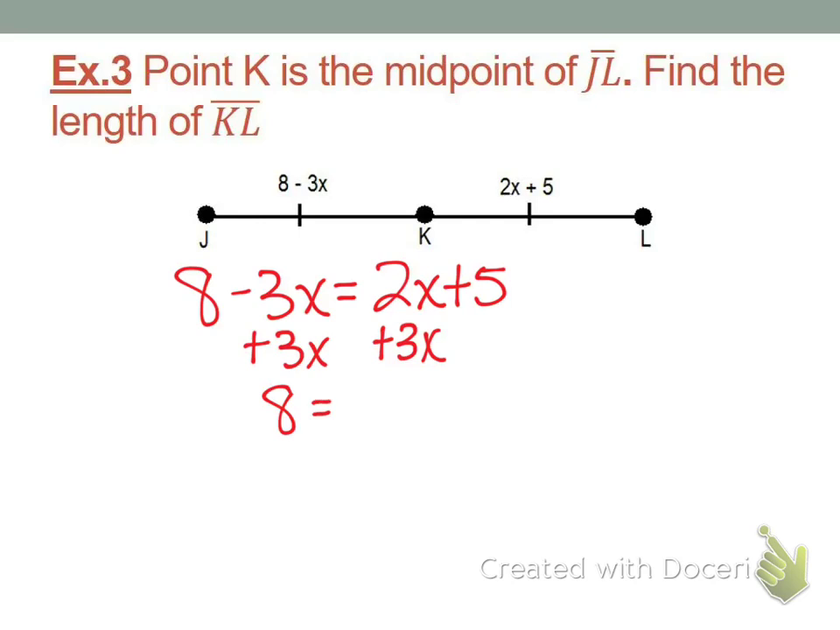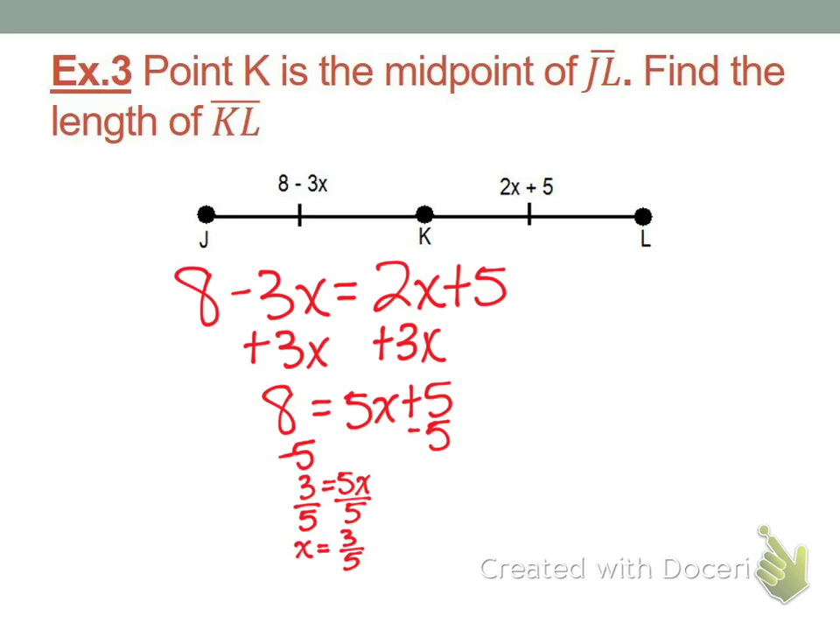That leaves us with 8 equals 5x plus 5. Next step. Subtract 5 from both sides. Okay, when we do that, what do we get? 3 equals 5x. Next thing I need to do? Divide by 5. Okay, so that's not pretty, but it's not terrible. X is equal to 3/5. Who got that part? Okay, good.